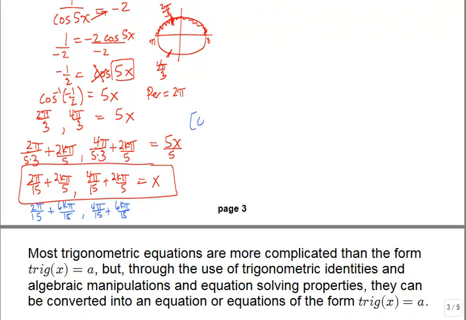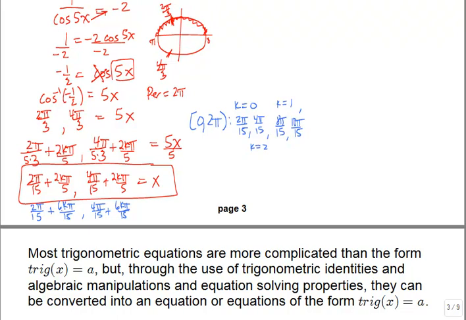And now, to get the solutions from 0 to 2 pi, let's let k be 0. If k is 0, this goes away, and I just get 2 pi over 15 for this one. And if k is 0 here, I get 4 pi over 15. Now let's let k be 1. If k is 1 right here, I'm going to get a 6 pi on top. So 6 pi plus 2 pi is 8 pi over 15. If I let k be 1 here, I'm going to get 6 pi plus 4 pi is 10 pi over 15.